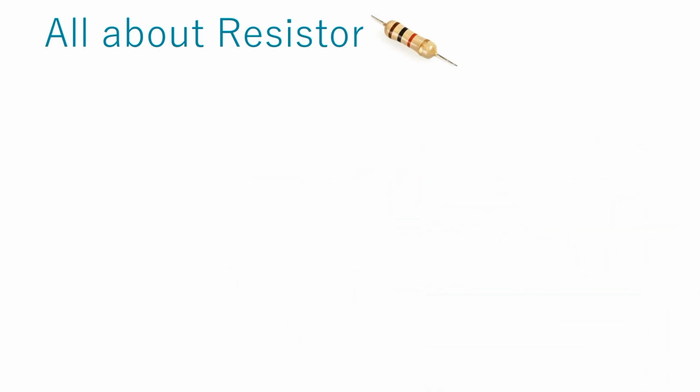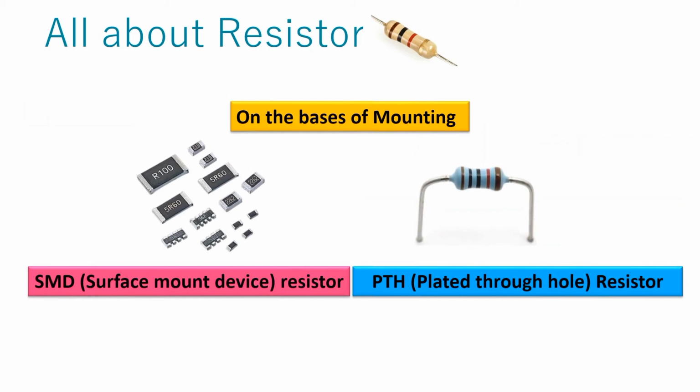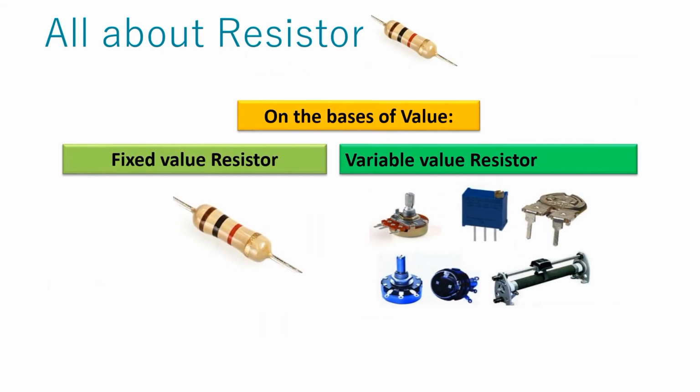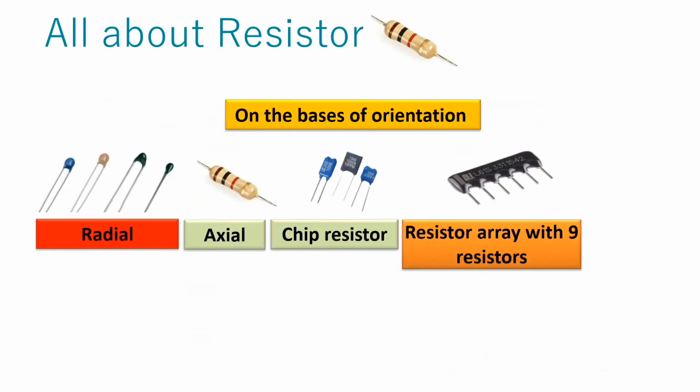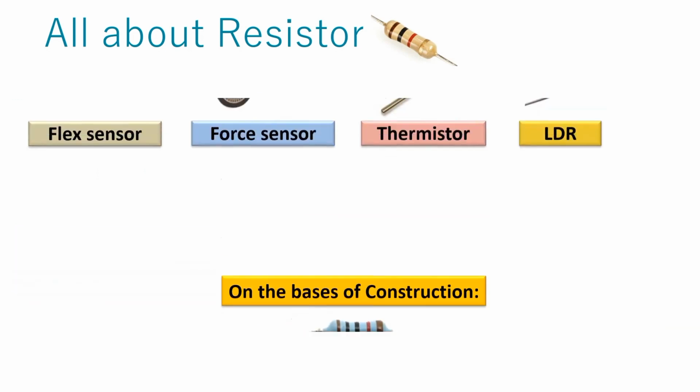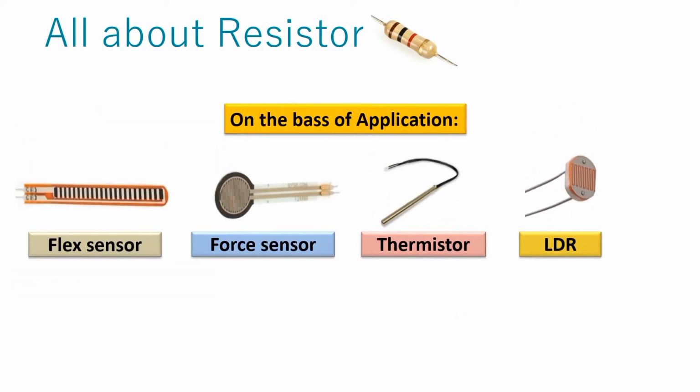The classification of resistors is done on many grounds. On the basis of mounting, resistors are of two types: SMD, surface-mounted resistors, and PTH, plated through-hole resistors. On the basis of value, fixed value and variable value resistors. On the basis of orientation, radial and axial resistors. On the basis of construction, metal film, carbon film and wire wound resistors. These sensors are also a form of resistor. They change their resistance when the temperature is changed, when force is applied, or when they are folded.